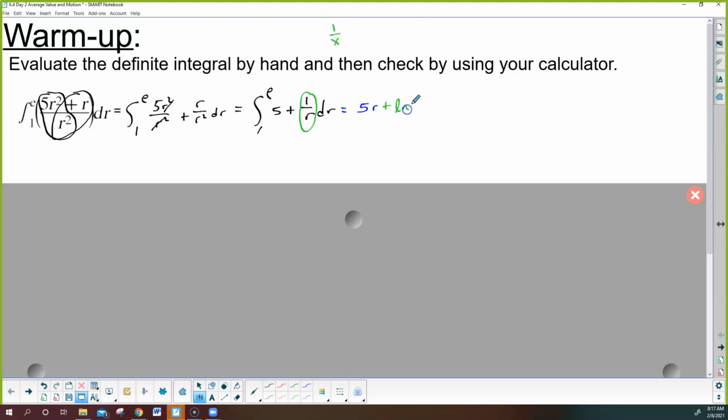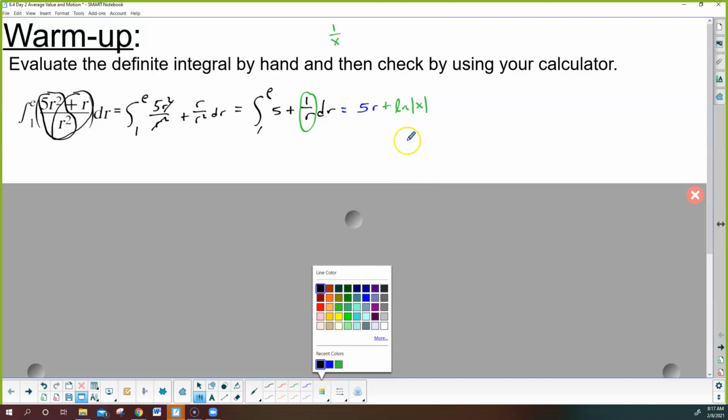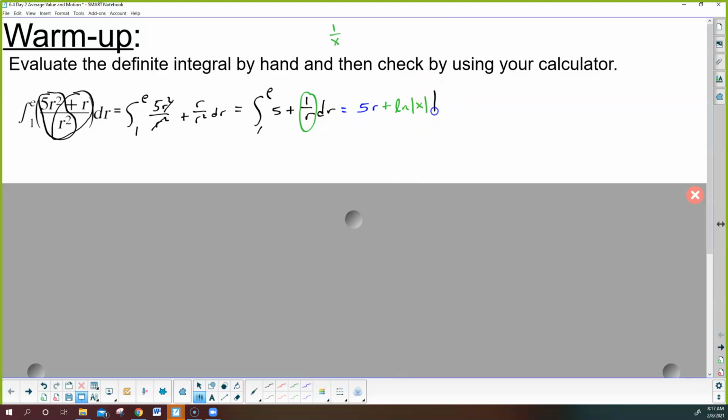And one of the things that I noticed on the first quiz we took was a lot of people were just forgetting the absolute value bars around the x. You actually do need those absolute value bars in there. So please make sure that that is there. And then what do we have to do? We have to evaluate it at e and at 1. So we're going to take the upper limit first, plug that in.